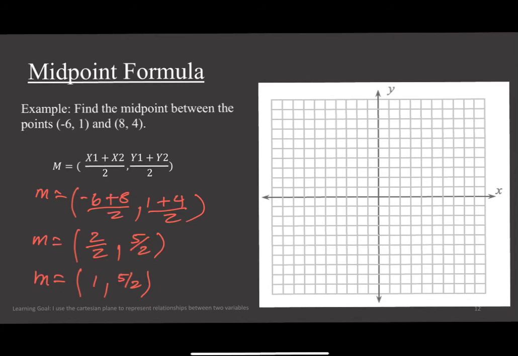And finally, over on our graph, negative 6, 1 is about here. 8, comma 4 is over here. And our midpoint that we just found is over 1 and up 5 over 2, which is about 2.5, so that would be somewhere around here.